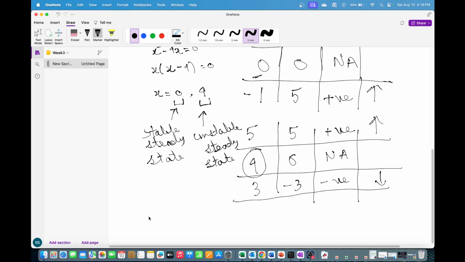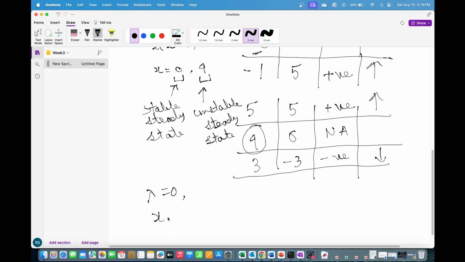So we took lambda equal to 0. There were two steady states, x equal to 0 and x equal to 4. So 4 is unstable. Since 0 is stable, basically the process will converge to that steady state. So this is what is known as a sink, and the unstable one is known as the source, because it is like this.